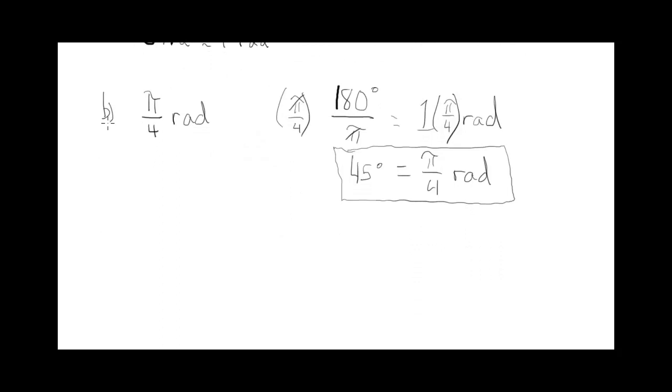You could do this for any radian measure, right? If you give me a radian measure, all I need to do is take this equation, 180 over pi equals 1, and multiply both sides of the equation by whatever this number is. So that's how you convert from a radian measure to a degree measure.